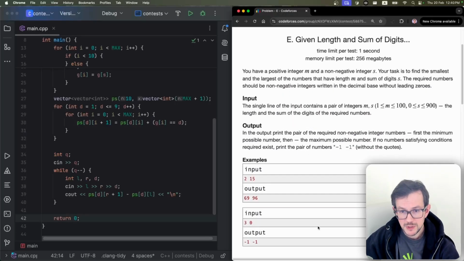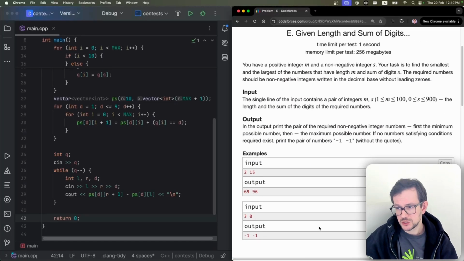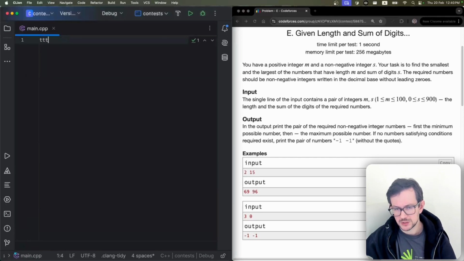So problem E. Problem E is kind of easy. So yeah, I would say it's much easier than problem D. So what we mean in problem E, we need to construct a number with given length and given sum of digits. And we want to find the maximal and minimal number of this kind. And I think it's kind of obvious how this number should look.